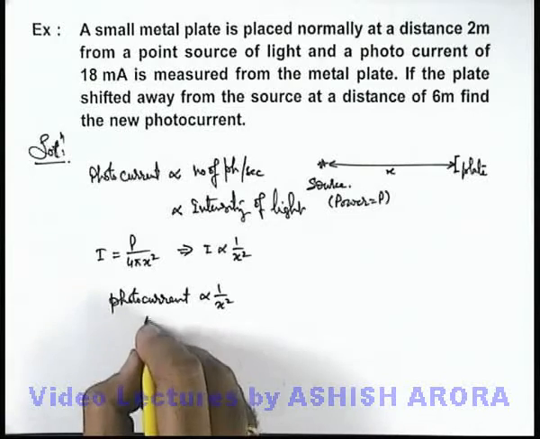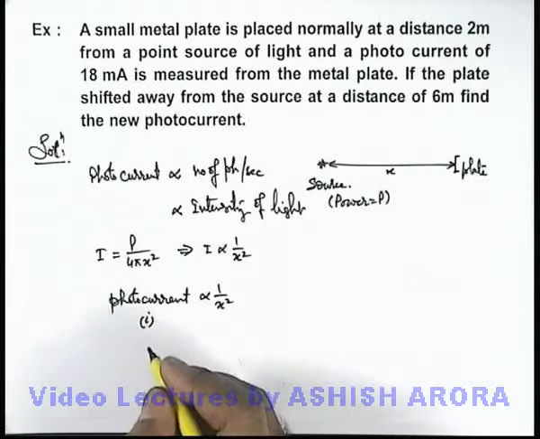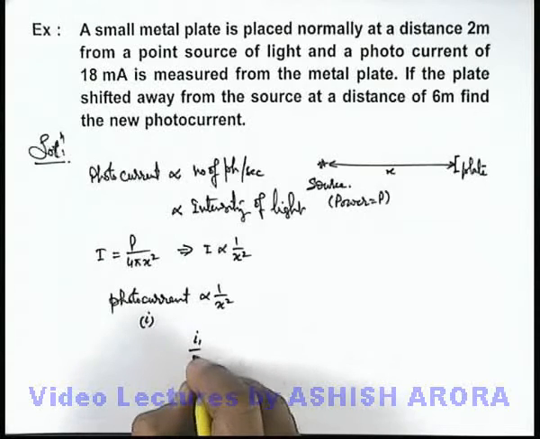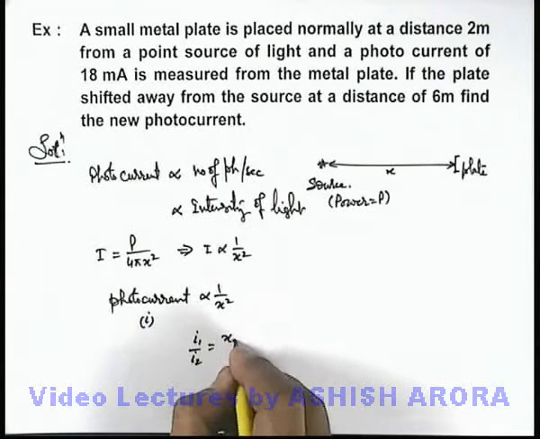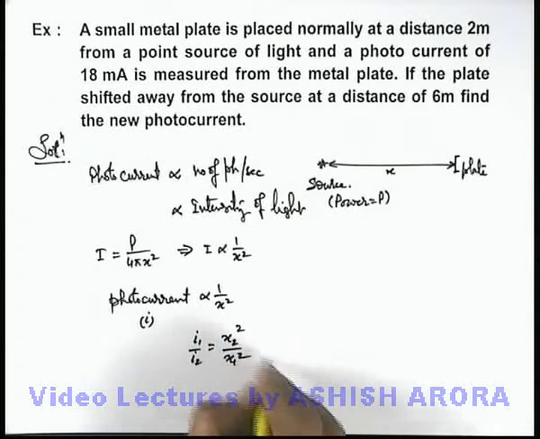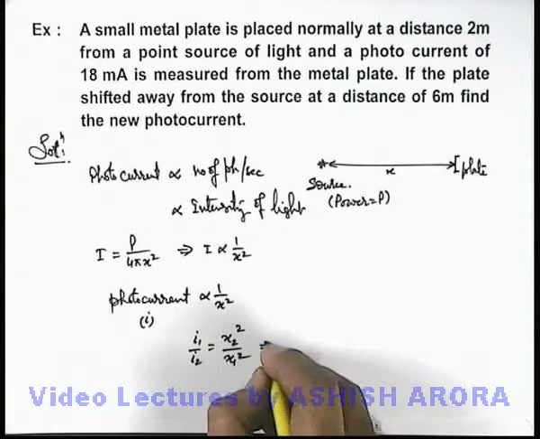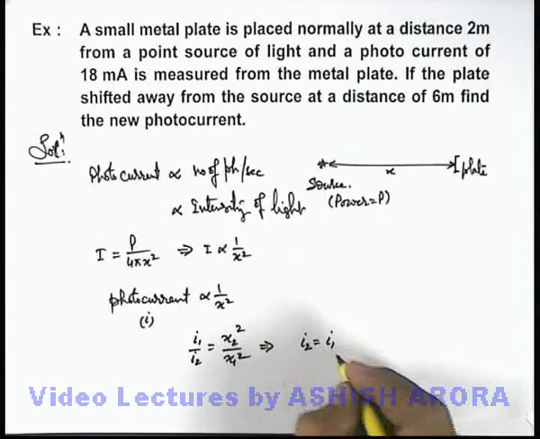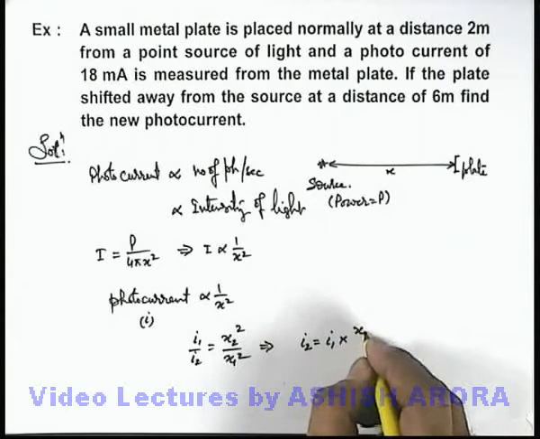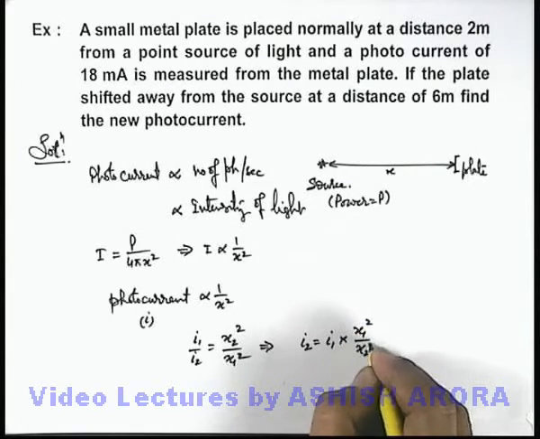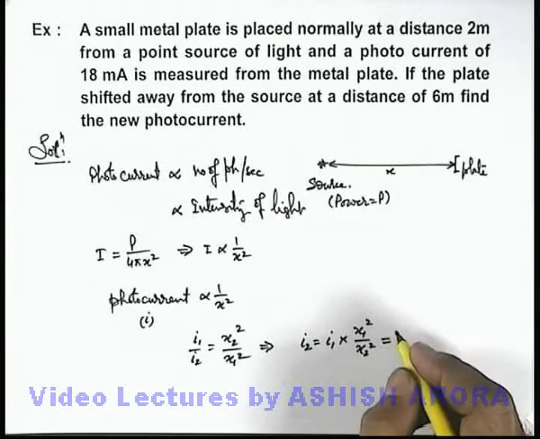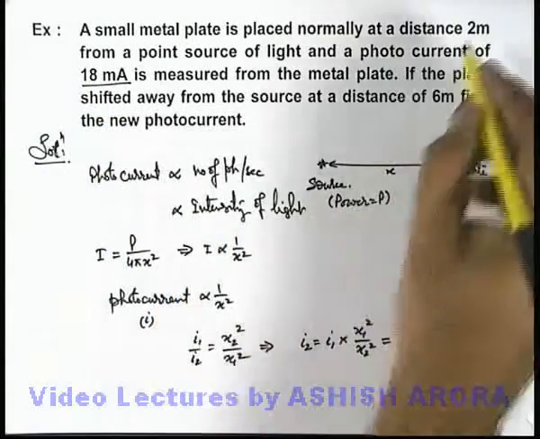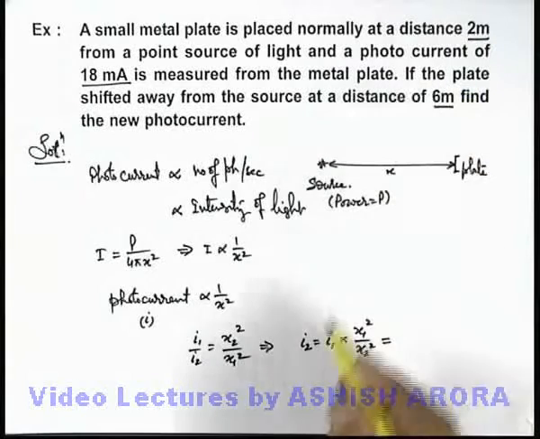So here we can say if I is the photocurrent in the two situations, we name it I1 and I2, here we can write I1 by I2 will be equal to x2 square by x1 square. So this implies in the second state, photocurrent will be equal to initial photocurrent multiplied by x1 square by x2 square. So here initial photocurrent we are given with 18 milliampere and the distances are initially it was 2 and finally it is 6.